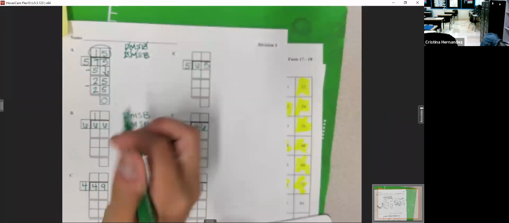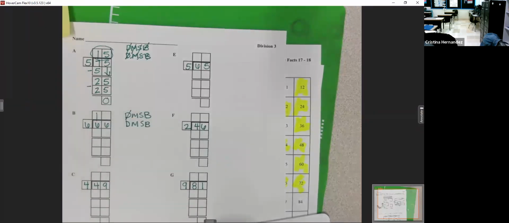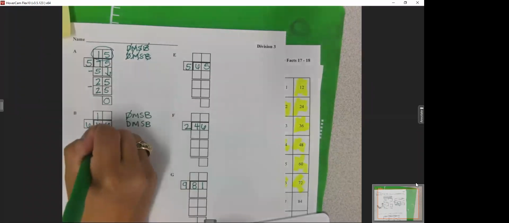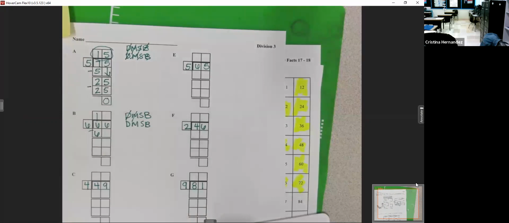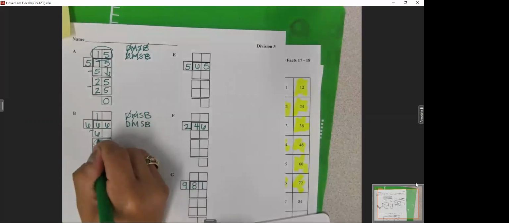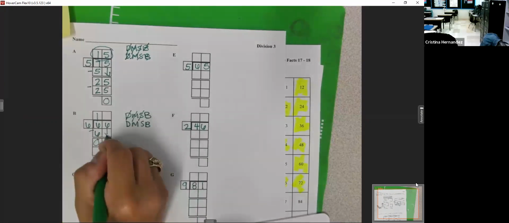Now we're going to multiply. 6 times 1 is what? 6. And now we're going to subtract. 6 minus 6 is what? 0. Good job. Now we're going to bring down our other lonely 6.